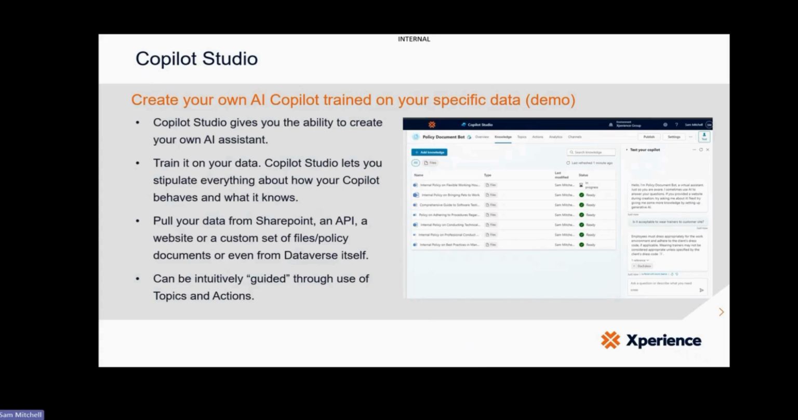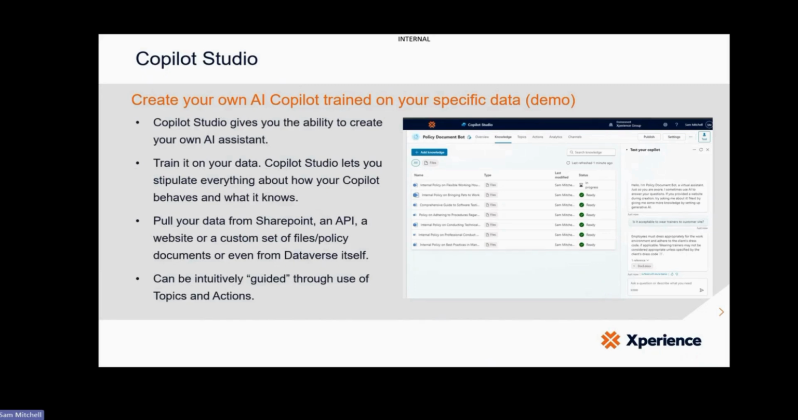You can now create your own Copilot within Copilot Studio that's actually trained on your company specific data. All right, so it gives you what amounts to your own personal AI assistant. What you would do is go and create your bot, your Copilot Studio bot, and you define where it gets its information from.